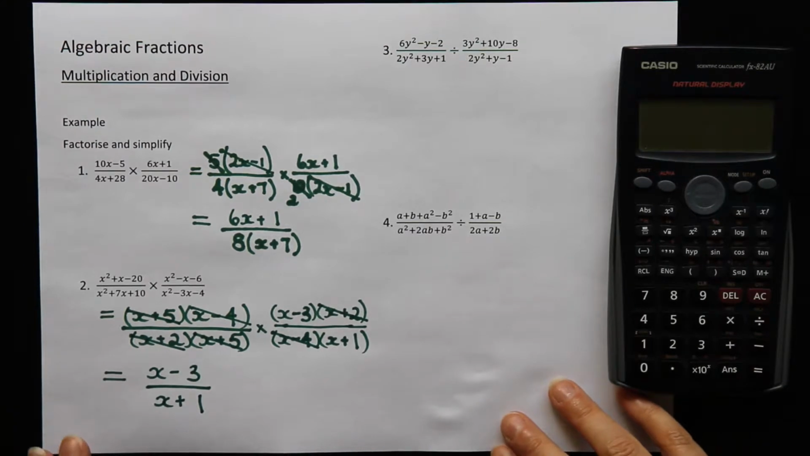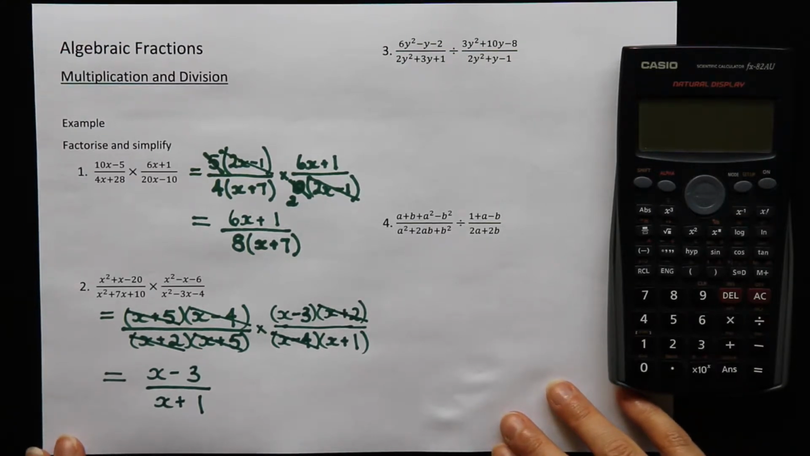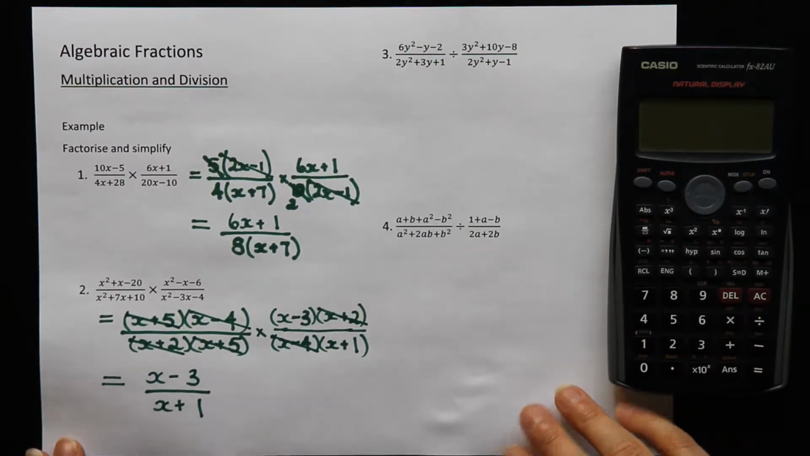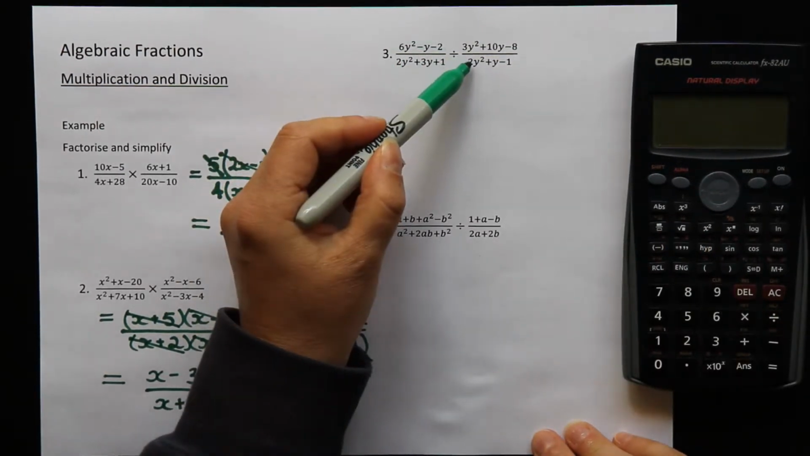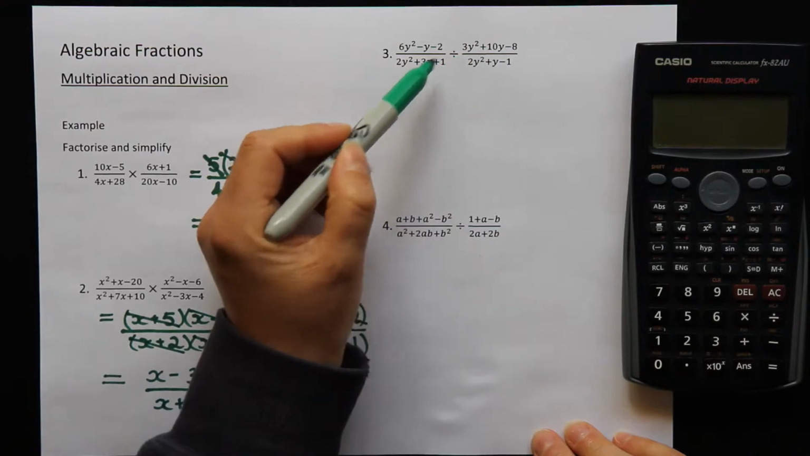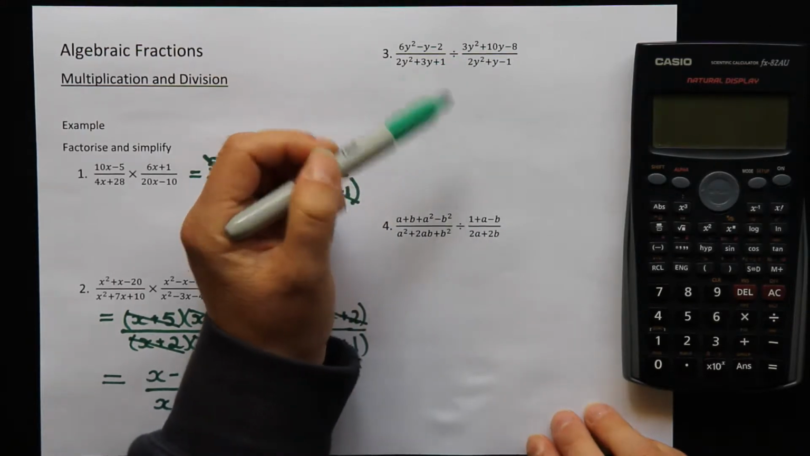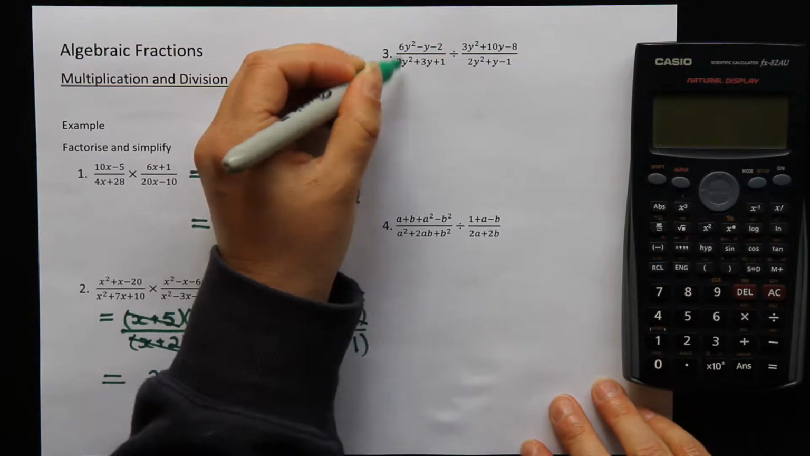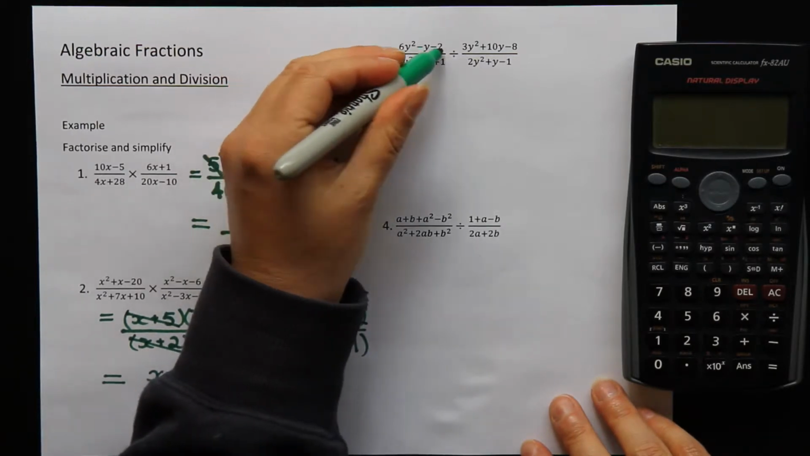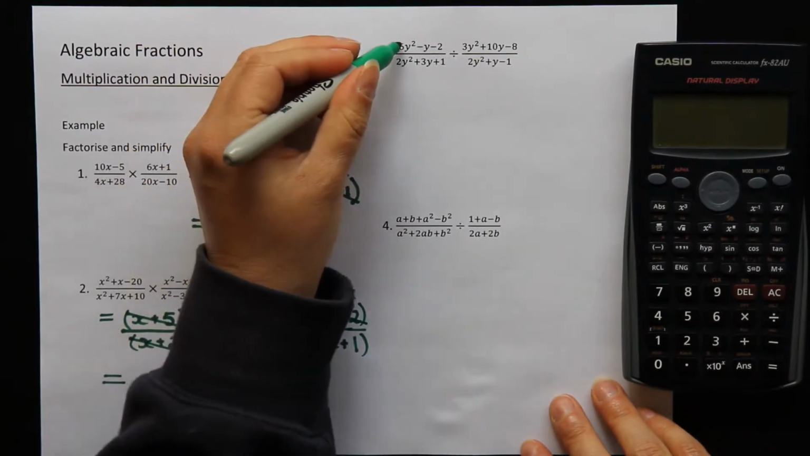Question 3. Now, when you're doing divides, you never actually do divide. What you do is you take the second fraction, you flip it upside down, and you turn it into a times. So we're going to do that, but we're going to factorize it as we go. So this first thing here on the top is a trinomial.